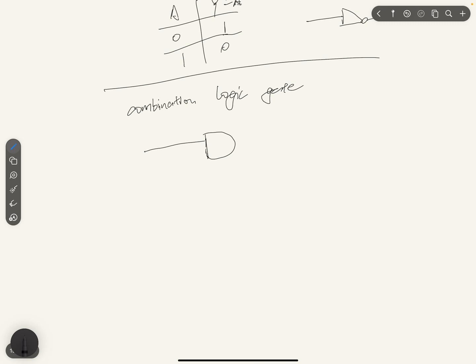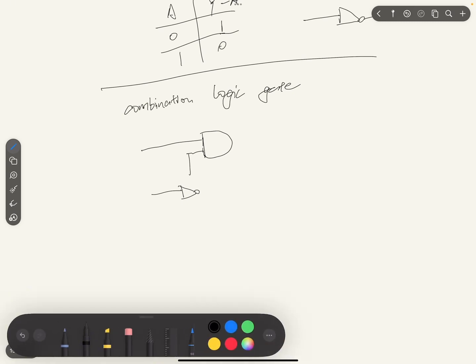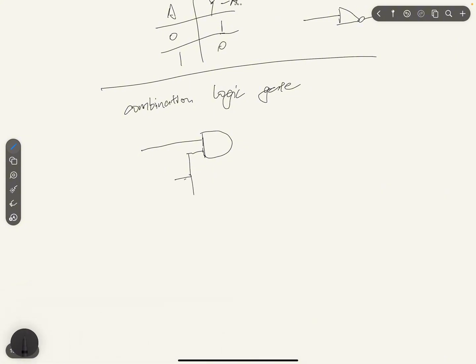So if we have AND gate here and NOT here, outside that's C1. Let's move this over a little bit. There's another AND gate. I go to the OR gate.